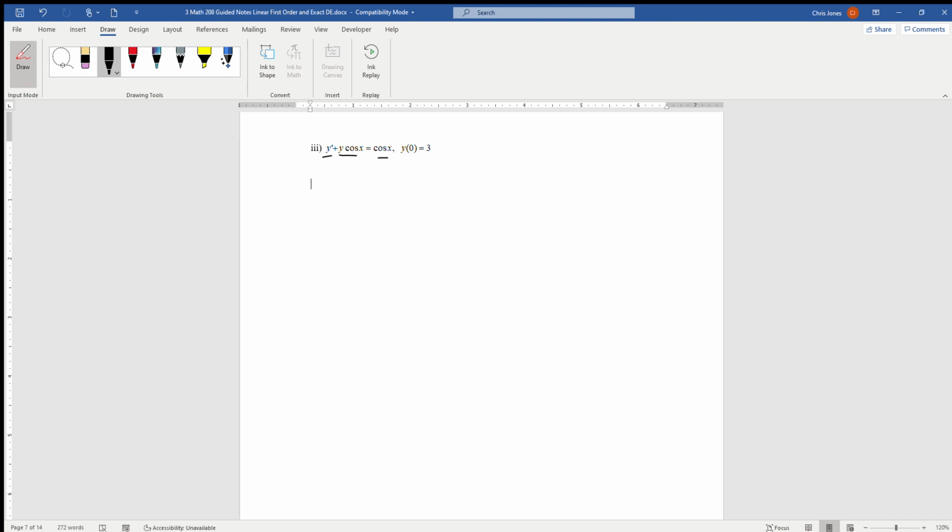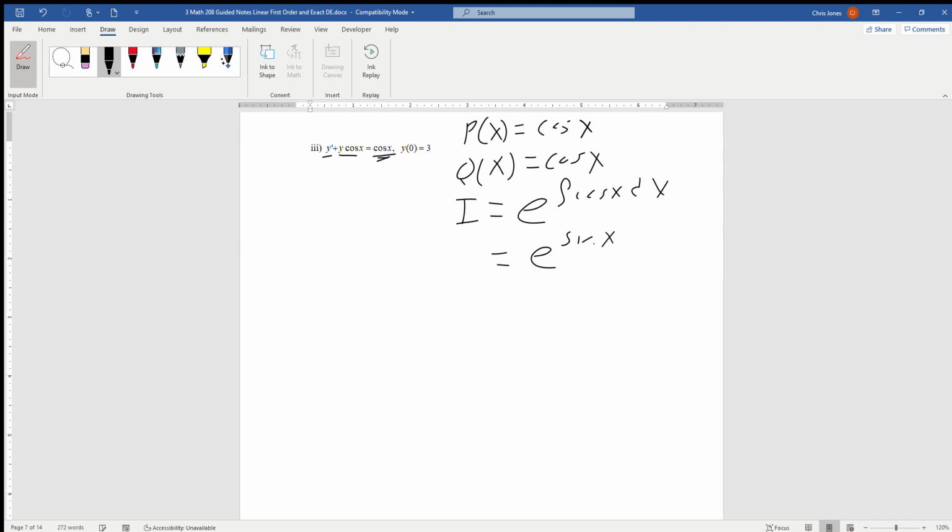So, let's define p of x to be equal to cosine of x, and q of x, which is on the right-hand side, is also cos of x. So we can't go wrong. The integration factor I is e to the integral of cos x dx, or e to the sine x.